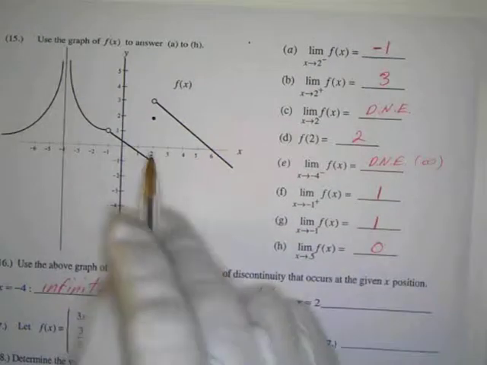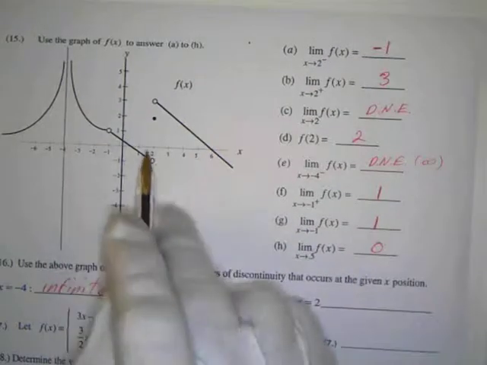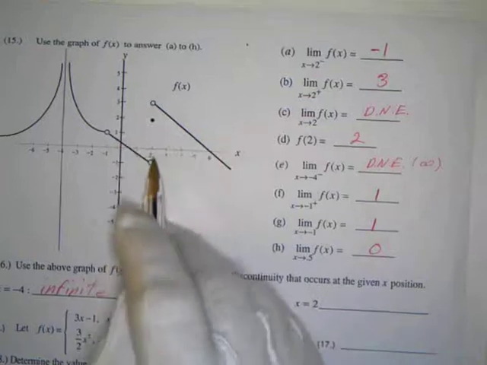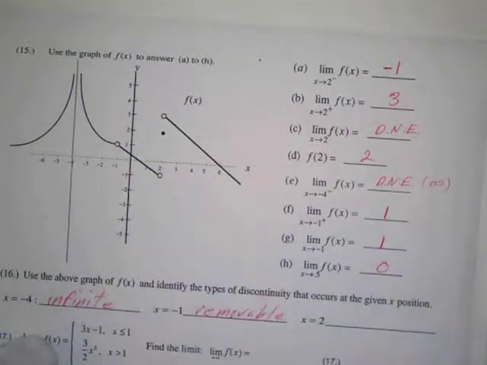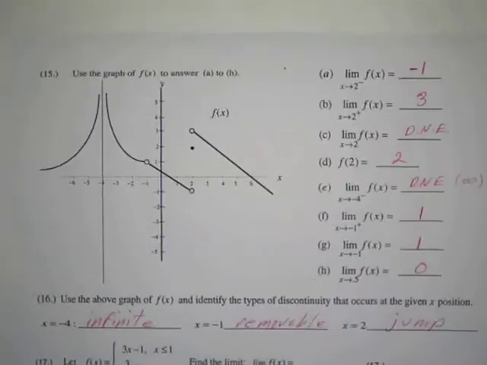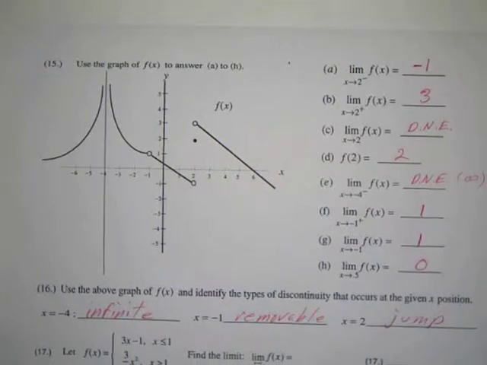And at 2, well, if we look at 2, we have a big old skip here, and that's what we call a jump discontinuity because it's jumping from -1 all the way up to 3. So that'd be a jump discontinuity. Okay? So that's pretty much how you would handle those kinds of problems. I hope that helps.